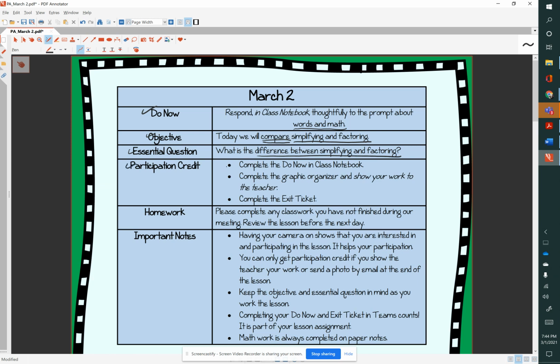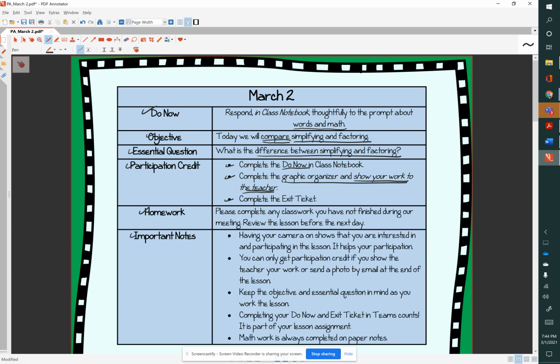Remember to get participation credit, complete the Do Now in Class notebook. Today we're working on a graphic organizer. All important thing, show your work to the teacher and complete your exit ticket. Also, if you didn't finish your schoolwork, finish it at home. Most of you get done in class, though. But even if you don't finish, before you leave the meeting, you've got to show me your progress. We need to see what you've done so we know how we can help you the best.